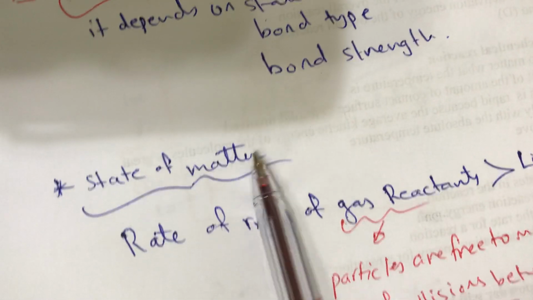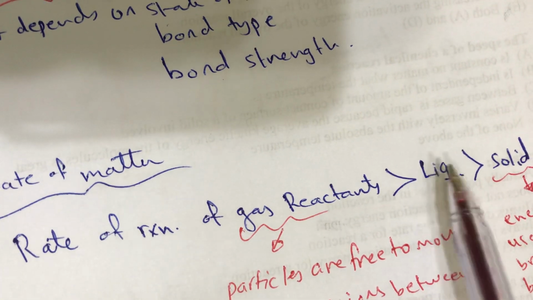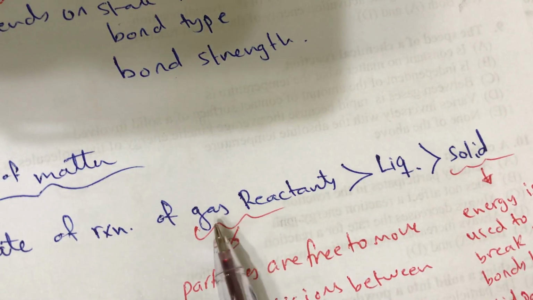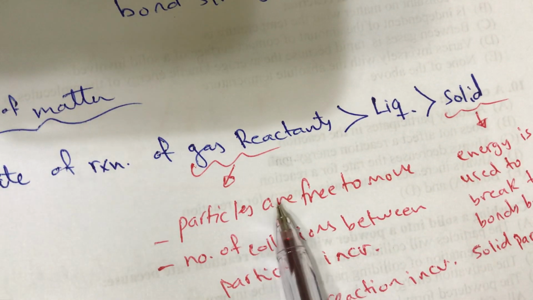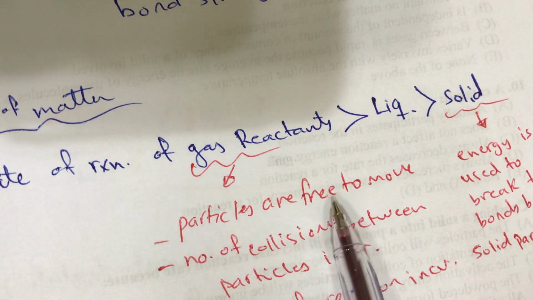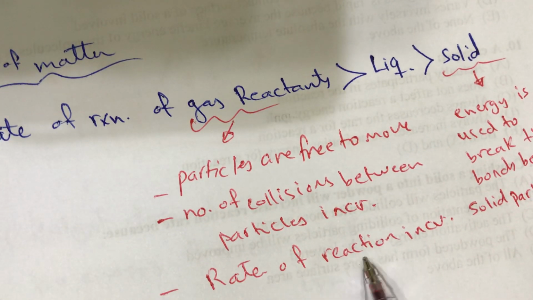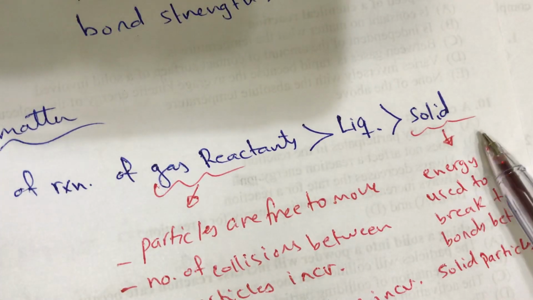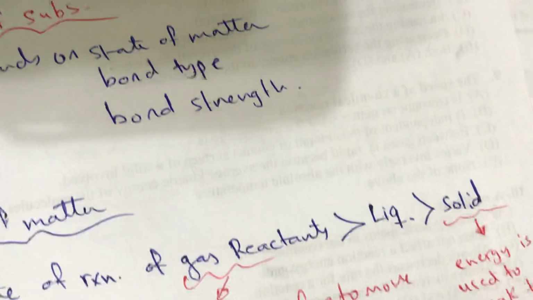For state of matter, the rate of reaction for gas particles is greater than liquid, and greater than solid. Why? Because gas particles are free to move, so the number of collisions between particles increases, so the rate of reaction increases. But in solid particles, energy is used to break the bond, then the reaction occurs, so it has a slower rate.